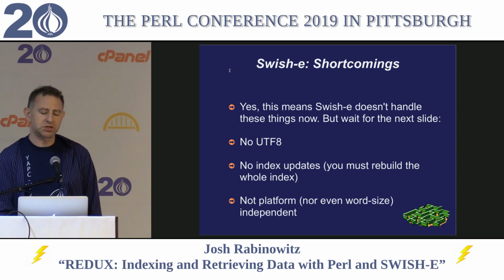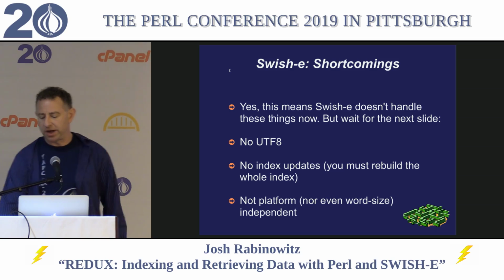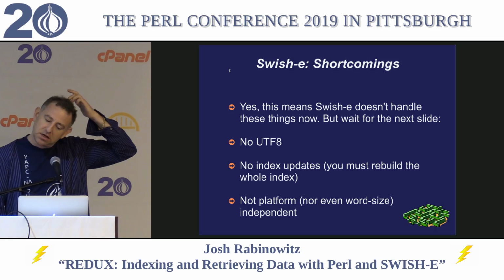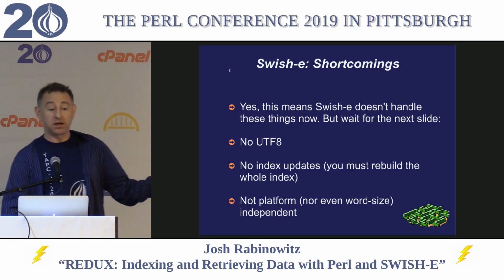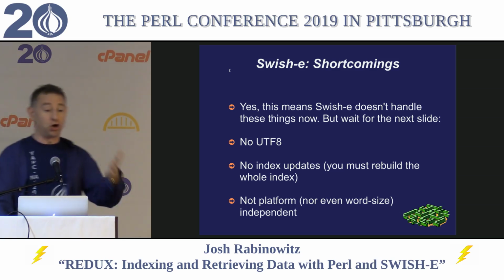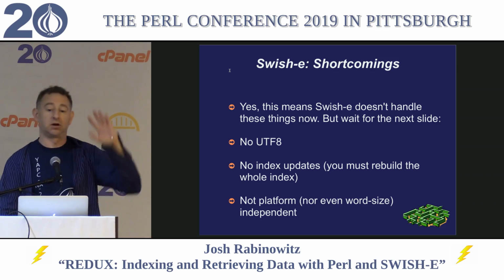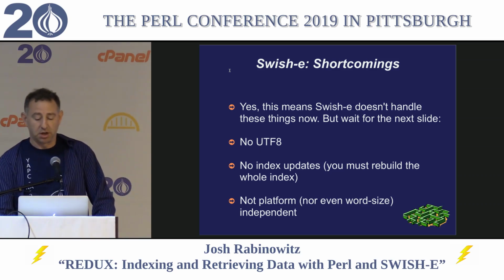So there were some shortcomings to SWISH-E, which are actually probably a lot of why it never went any farther. It did not handle UTF-8. You could put in UTF-8, and it would look for nulls when it did searches, but then you would lose all the lower casing and all the stemming and all the English things that you could do. So it didn't handle multi-byte characters.